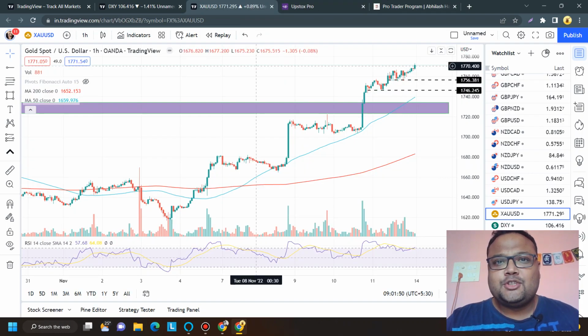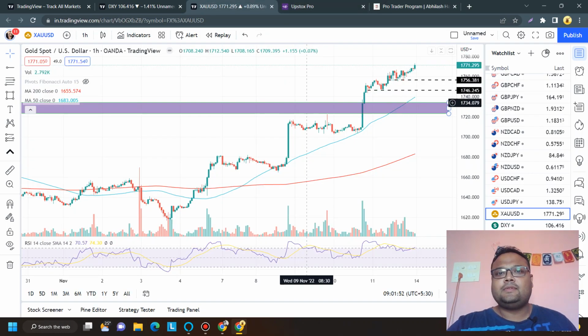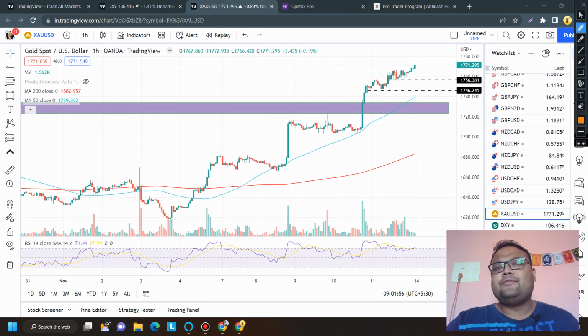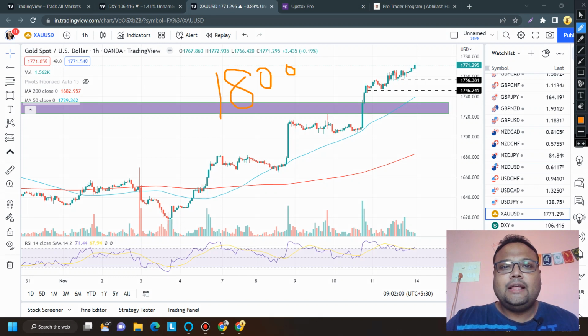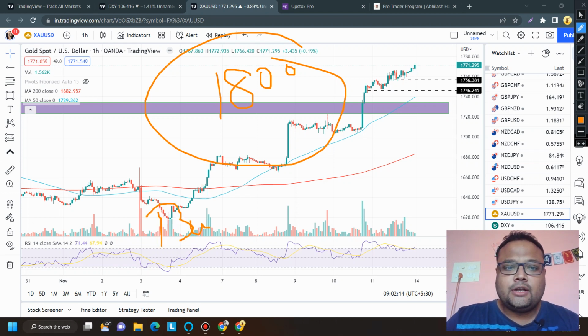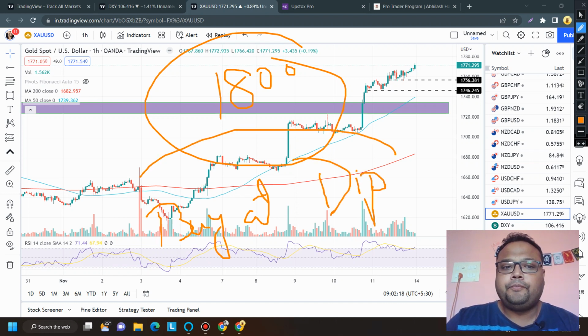Now let's have a look at the chart of gold. So what to do then? As I have already mentioned in my previous video, 1800 is the next target for gold. Swing traders, positional traders, this is your target. So you should look for buy at dip. Your strategy is simple right now: buy at dip.